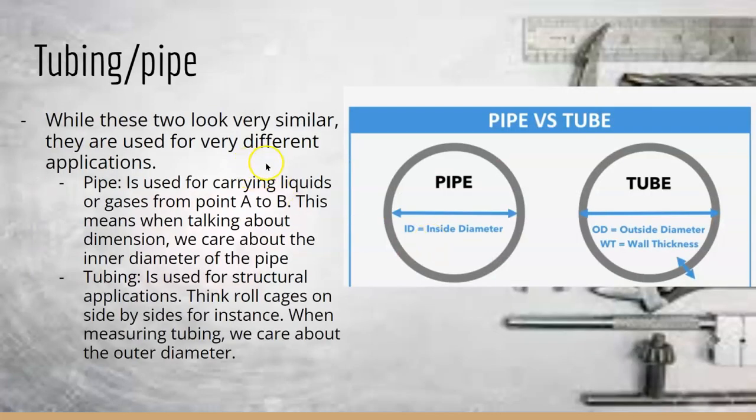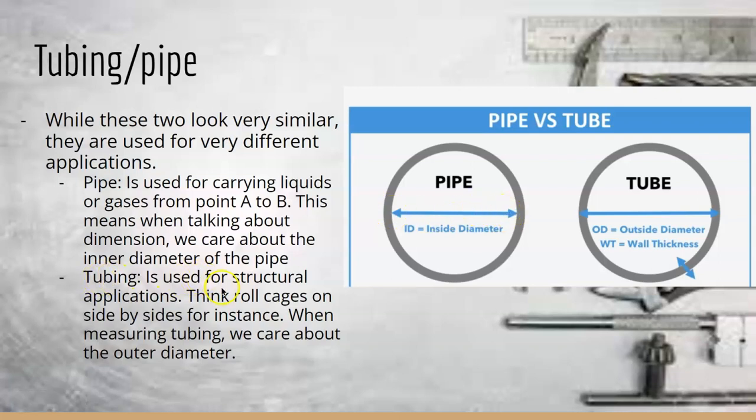Tubing and pipe. While these two look very similar, they're different in application. Pipe is used for carrying liquids and gases from point A to B. This means when we're talking about dimension, we care about the inner diameter of the pipe. So this is a piece of pipe. Because water is flowing or gas or whatever is flowing inside here, when we talk about diameter, we're talking about the inside, from inside to inside.